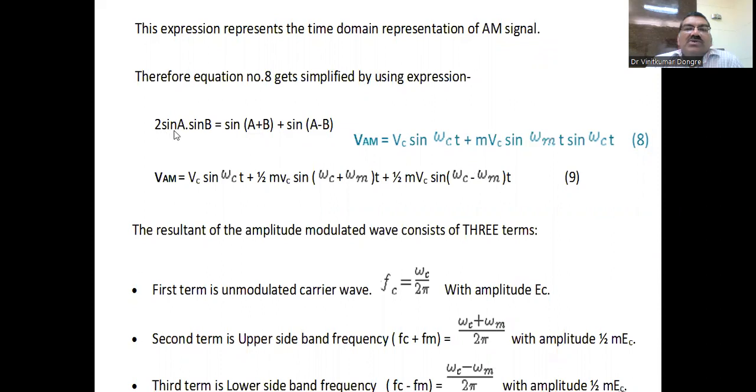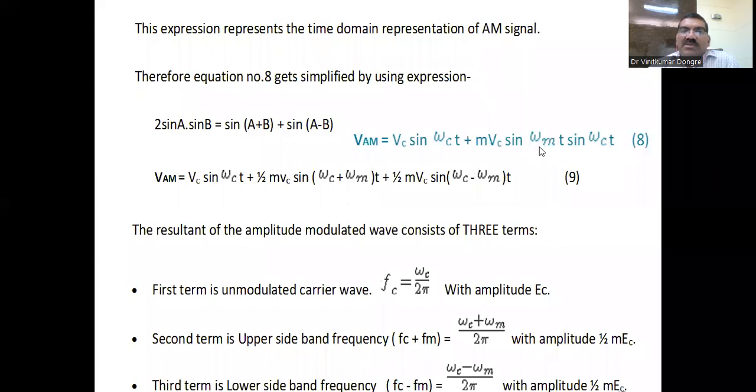So what we are doing is 2 sin A into sin B. This is a trigonometric formula: 2 sin A into sin B equals cos(A minus B) minus cos(A plus B). This is what in 10 plus 2 you might have used in mathematics multiple times in integration and derivatives to simplify the equation. So the same thing we can use. So here the equation we had, this is equation number 8, that is V_AM equals V_C sin ω_m t plus m V_C sin ω_m t into sin ω_c t.